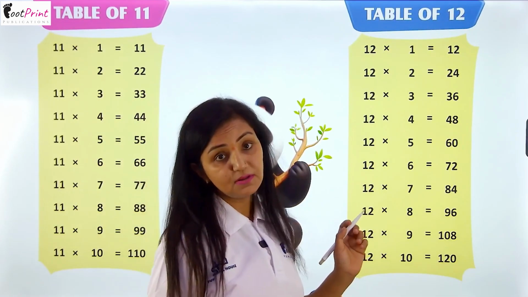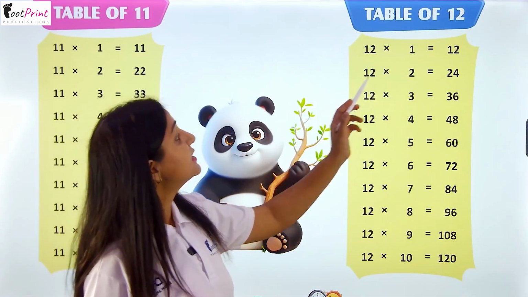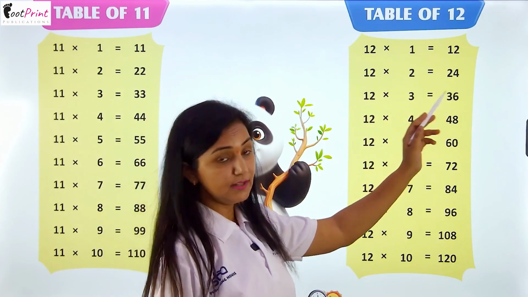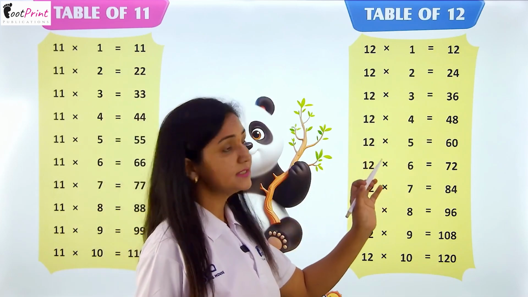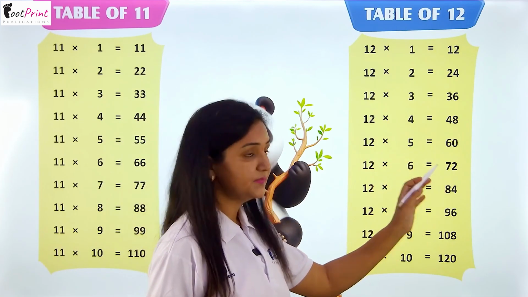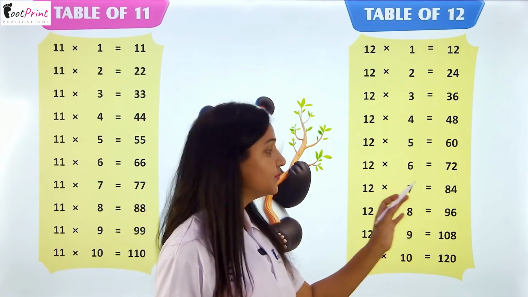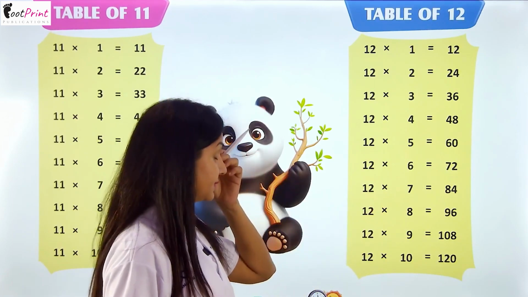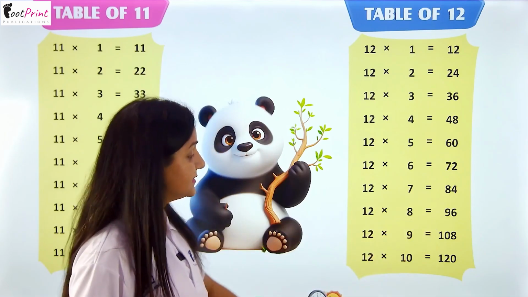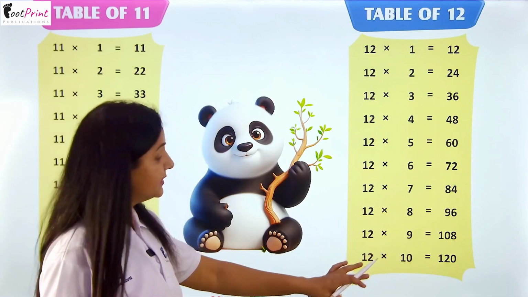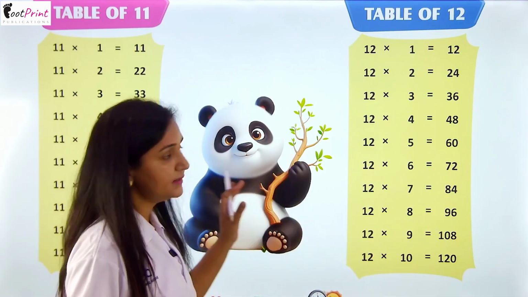Now we have the table of 12. 12 ones are 12, 12 twos are 24, 12 threes are 36, 12 fours are 48, 12 fives are 60, 12 sixes are 72, 12 sevens are 84, 12 eights are 96, 12 nines are 108, 12 tens are 120.